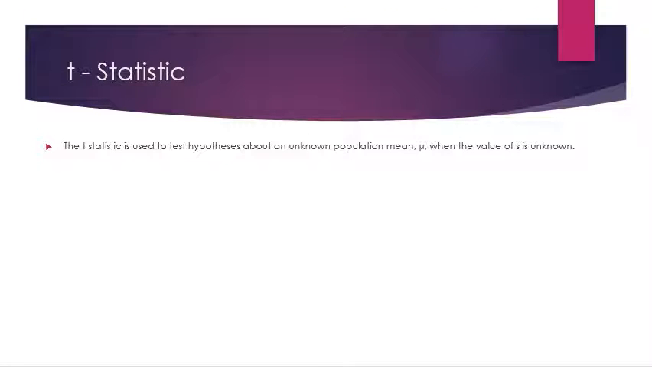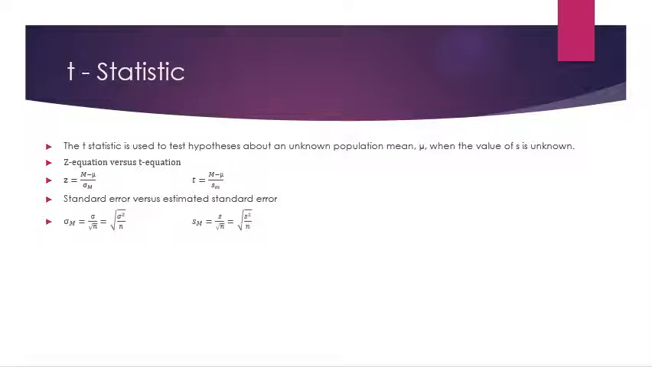The t-statistic is used to test hypotheses about an unknown population mean mu when the value of sigma is unknown. Let's look at a z equation versus a t equation. So we know z is equal to M minus mu over standard error, and t is equal to M minus mu over estimated standard error of the mean. So standard error versus estimated standard error. The equation for standard error is standard deviation over square root of n, and the equation for estimated standard error is s over square root of n.